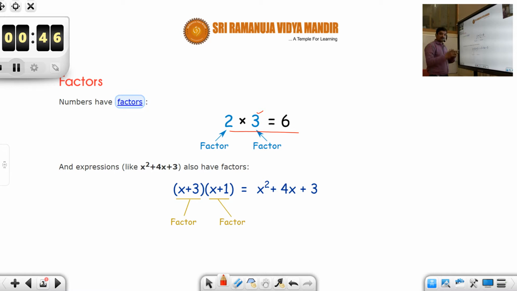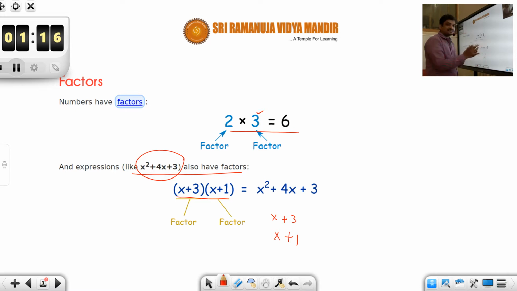Similarly, even polynomial expressions have factors. For example, consider a second degree polynomial, x square plus 4x plus 3. You can write this as x plus 3 into x plus 1. If you express this as a product of two linear factors, you will call x plus 3 a factor and x plus 1 a factor.